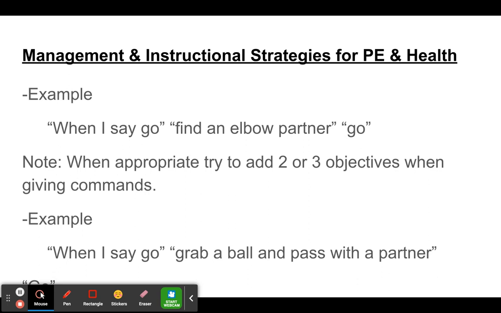Another way to do it, as you get better, is to add maybe 2 or 3 objectives. Not too many, because then it can get really long, but 2 or 3 is very simple and very basic. So another example would be, let's say we want them to start grabbing a ball and start passing with a partner. We would say something very simple like, class, on my go, grab a ball and pass with partner. Ready, go. And they go out and execute that.